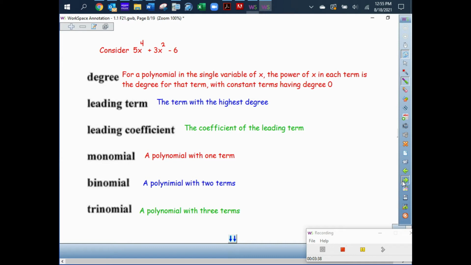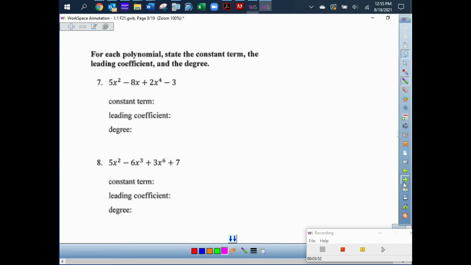And monomial, binomial, trinomial, those are old school. Monomial has 1 term. Binomial has 2 terms. Trinomial has 3 terms in it. Anything after that, like a 4-term, 5-term, we just call them polynomials, even though they probably have a name. I don't even know what they are, because we just call them polynomials. So let's do some examples. They say, for all of these, find the constant term, which we didn't talk about, but we will, the leading coefficient, and the degree.